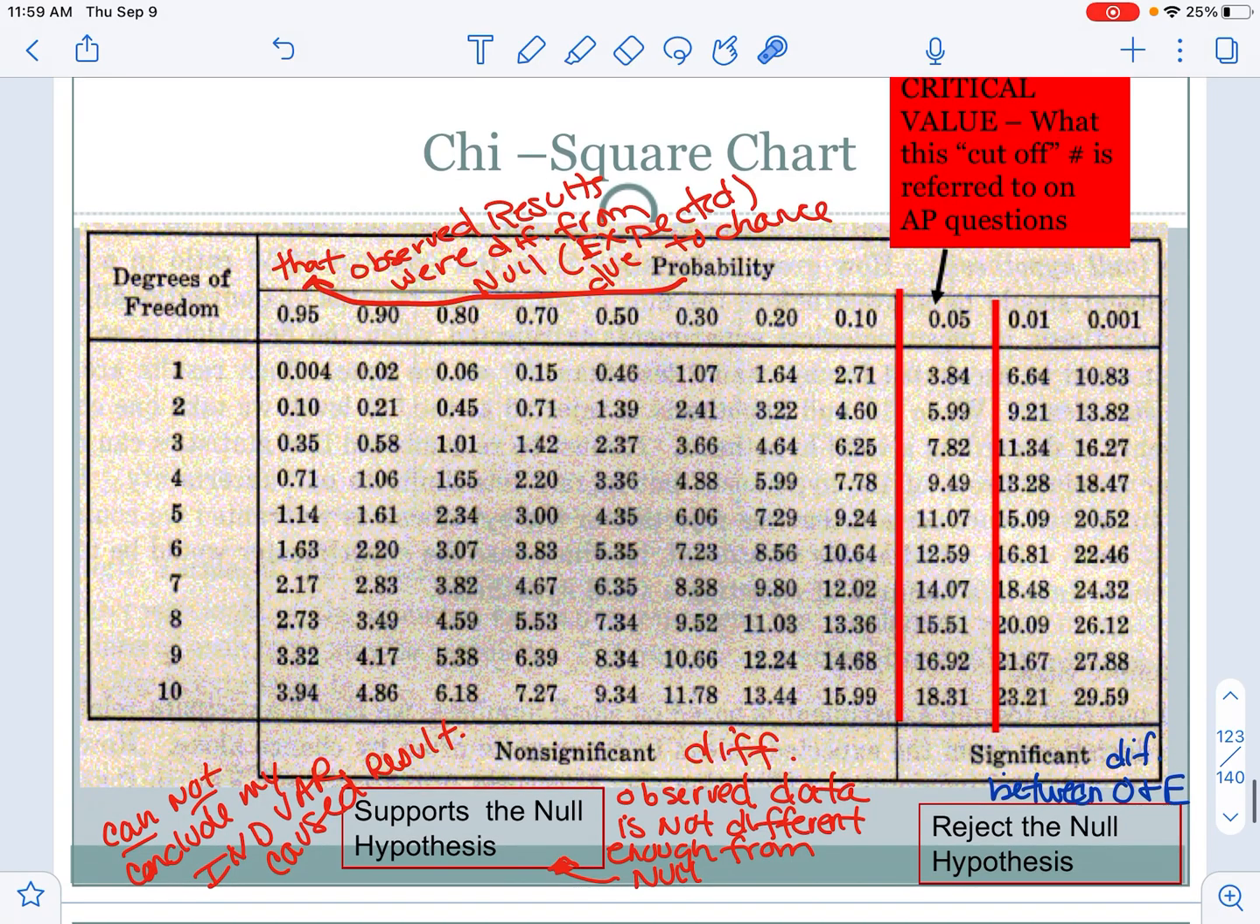And so we can't make a conclusion that our independent variable caused any difference. Okay, so somebody has decided that a probability of 5% or 0.05 is where we make the line. Okay, so this number is your critical value.